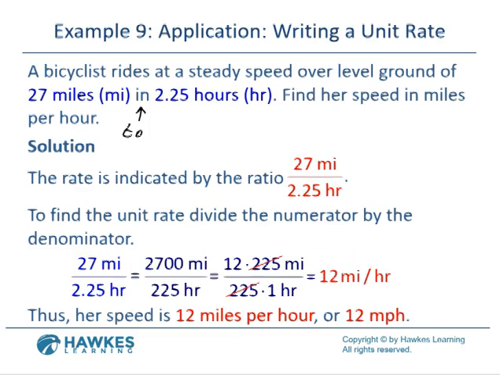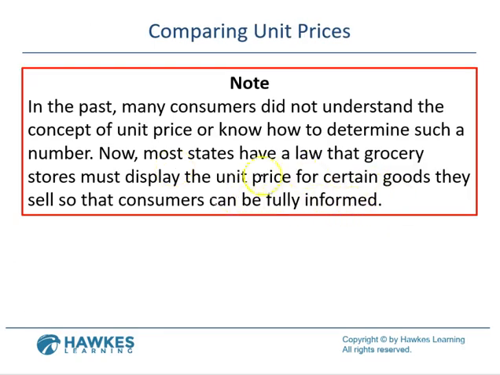In the past, many consumers did not understand the concept of unit price or how to determine such a number. Now most states have a law that grocery stores must display the unit price for goods they sell, so that consumers are fully informed. If you've ever gone to any store, sometimes you'll see something for sale like $5, and it's 12 ounces.